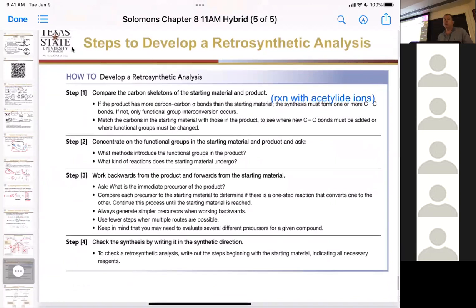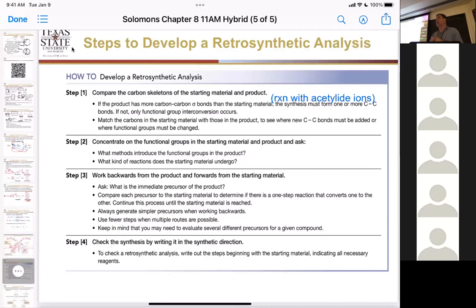So let's talk about retrosynthesis again. When we're talking about retrosynthesis, I give you the product and I tell you something that you can start with. So the first thing you want to do is look at the product and the starting materials you have. How many carbon differences do you see?